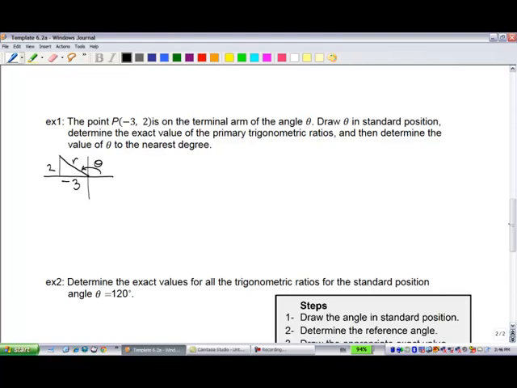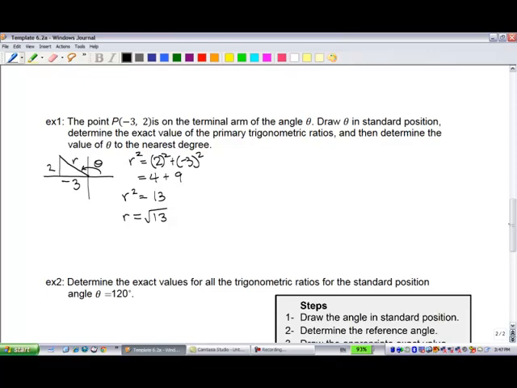Draw theta in standard position, determine the exact value of the primary trigonometric ratios, and then determine the value of theta. Well, let's figure out our r here first. r squared is 2 squared plus negative 3 all squared. Remember, a negative squared should give you a positive. And we get r squared equals 13, so r is plus or minus the square root of 13. Now, radius is always going to be positive here.